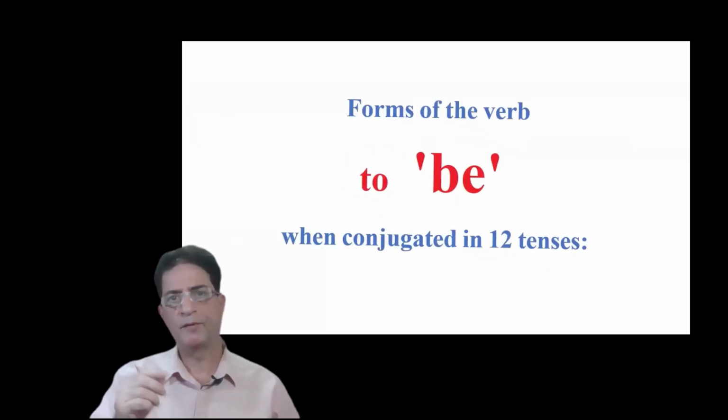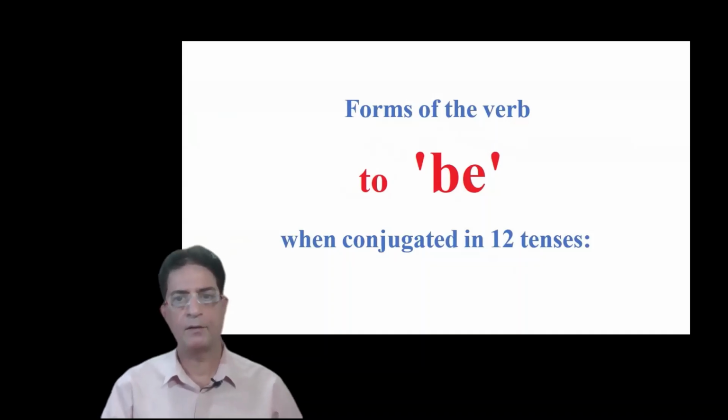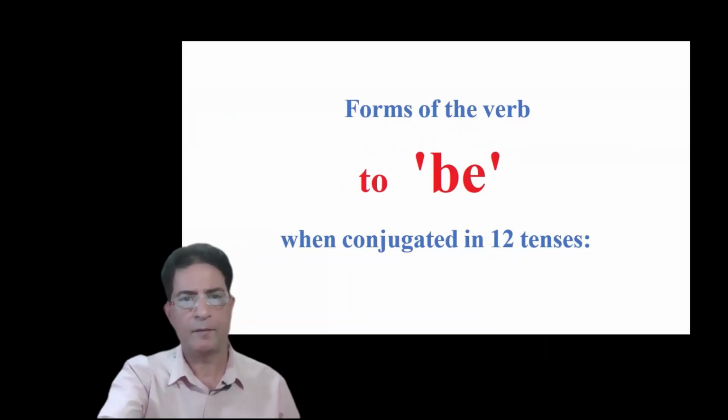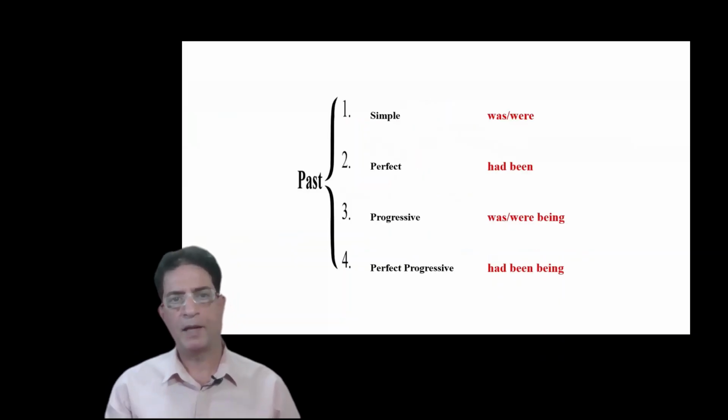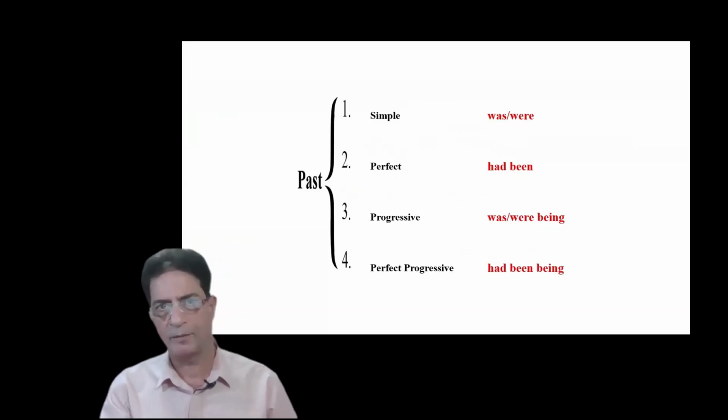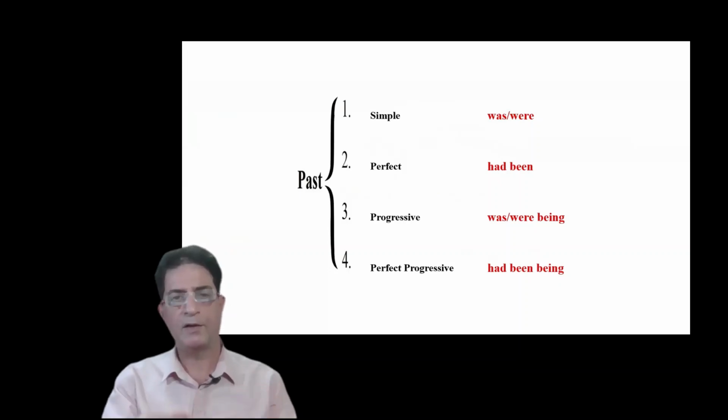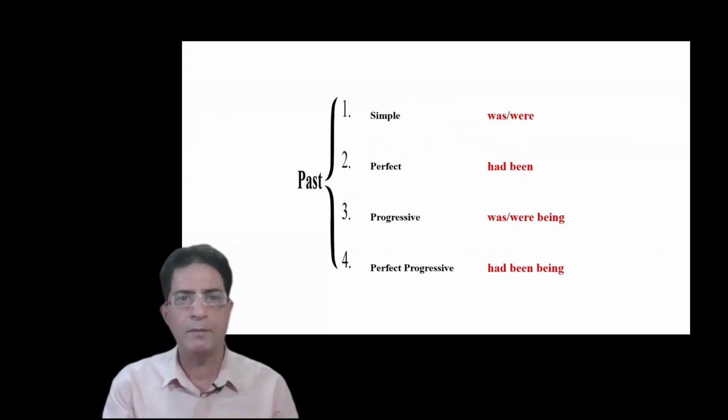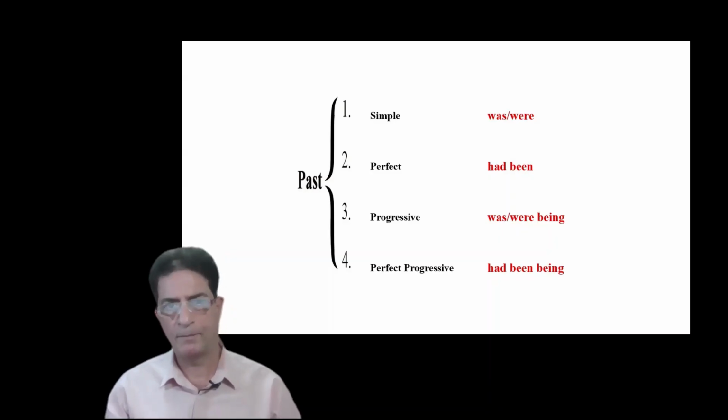So as you can see, we have forms of the verb to be when conjugated in 12 tenses. So we're going to conjugate as if be is a main verb. Okay, so we can always assume like that. So let's start. We have past simple, past perfect. You know, we've done it many times before. Okay, so what are the forms? As if you're conjugating the verb to be like a main verb. So past simple would be was and were, and then perfect would be had been, and then progressive, was and were plus being.